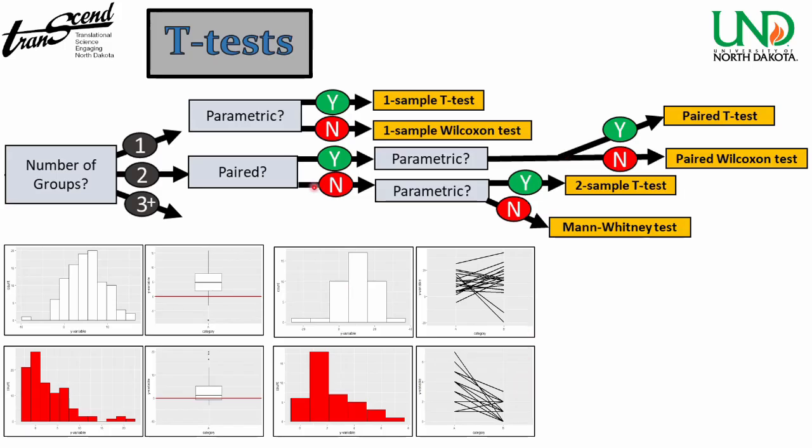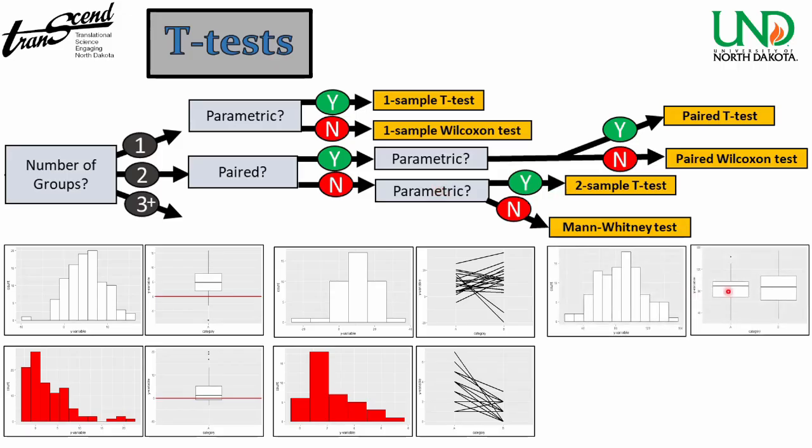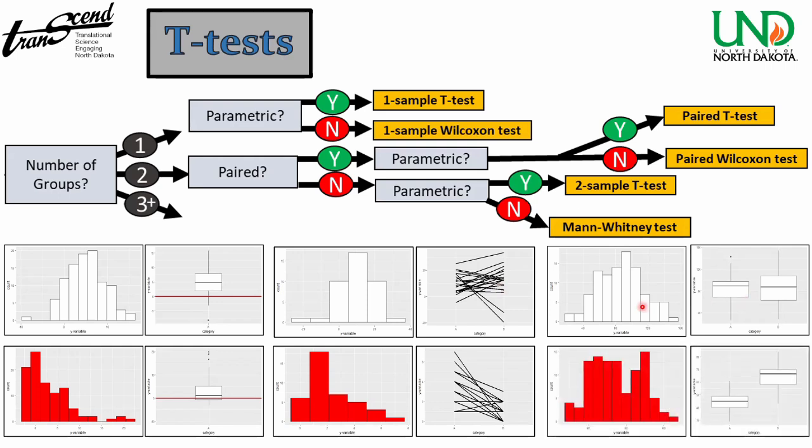And finally, if it's not paired and it's parametric, you have a 2 sample t-test. Again, this compares 2 different groups, like treatment and control, or male and female. These are independent of each other, unlike the paired. And if you don't meet the normality assumptions, you can do a Mann-Whitney test. That's sometimes called something else, but most typically it's called the Mann-Whitney test. If you're not sure, you can always say non-parametric alternative to whatever test you're thinking about.